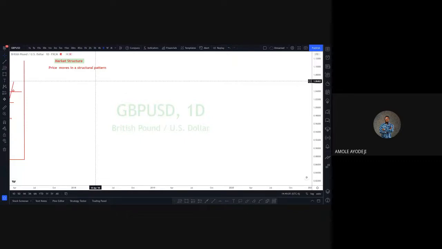Now, when I say the market moves in a structural pattern, yes, it moves in a structural pattern. However, these structural patterns are divided into three, and we'll be looking at the three patterns of the movement of the market tonight. Are you all with me? So the first pattern we're going to be looking at is the buy trend.